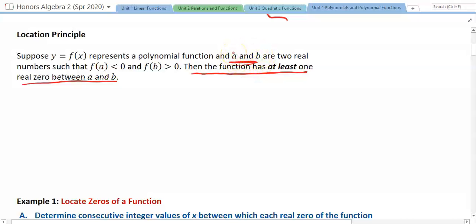Okay? And so what we're looking at, so again, 1, 2, 3, there's a point here and a point here. What has to happen in between? Well, it's got to at least cross once, right? Because if one is below 0 and one is above 0, that's what we're looking at there.